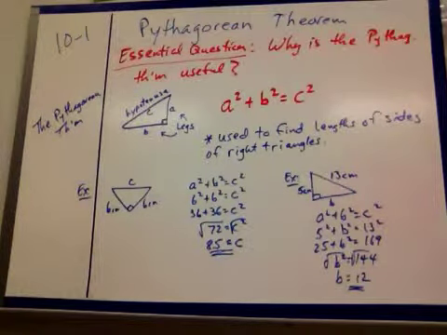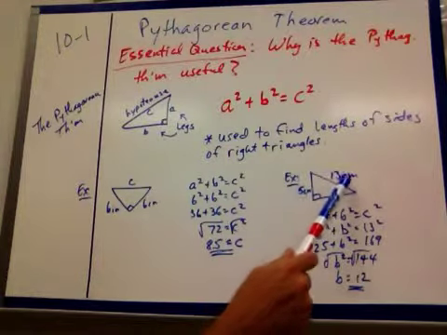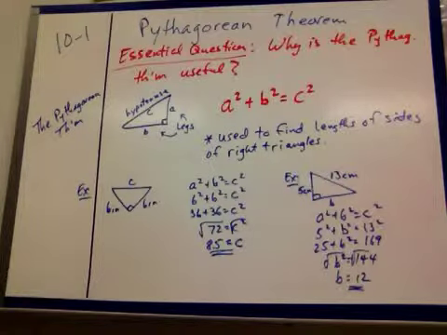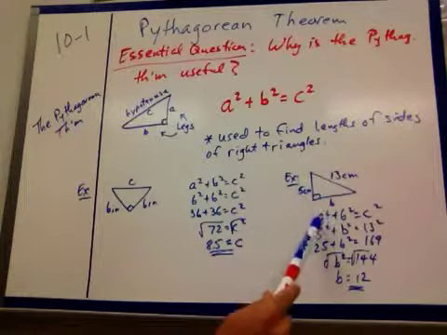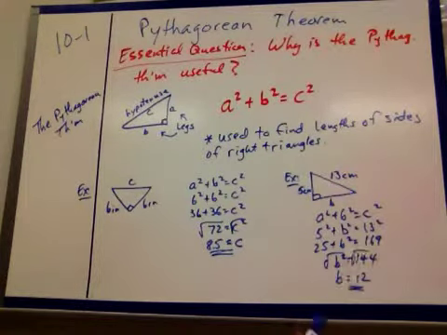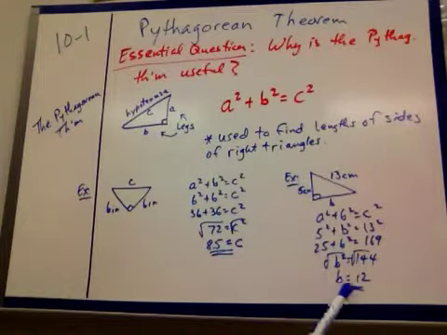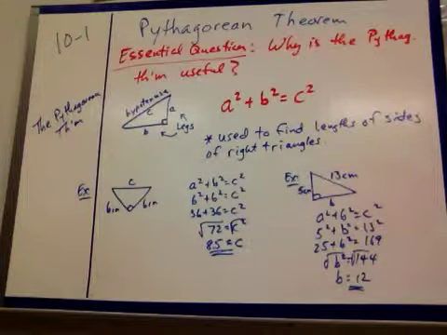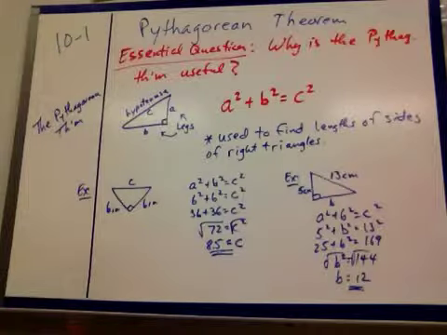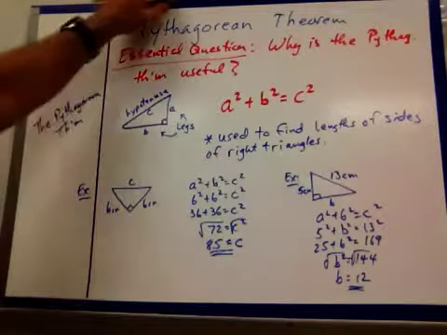Here, I have a leg, and I know the hypotenuse, this is C. I want to find the other leg, B. A and B are interchangeable. So I put 5 in for A, B for B, 13 for my C. I get 25 and 169. Subtract it over, I get 144. Square root both sides, B is 12. So that's using the Pythagorean Theorem to find the length of a side of any right triangle, knowing the other two. Well, let's look at it from the other avenue.